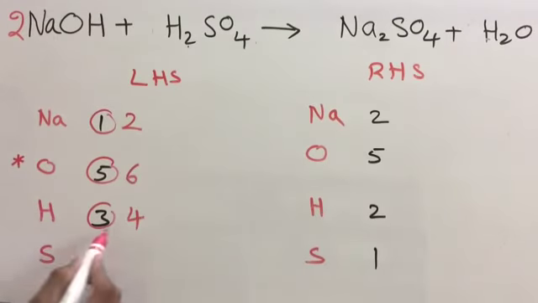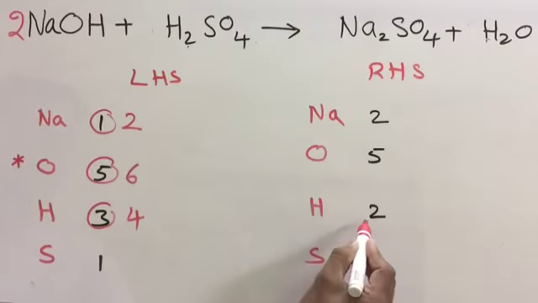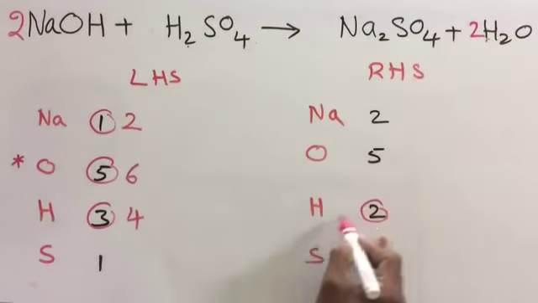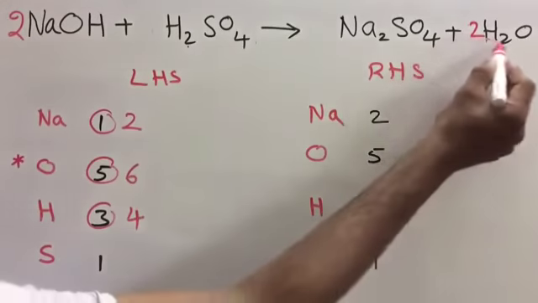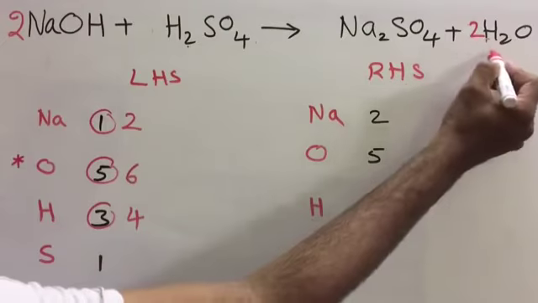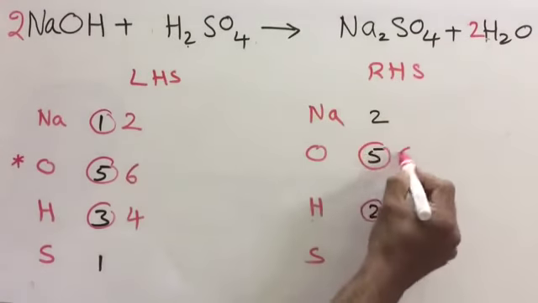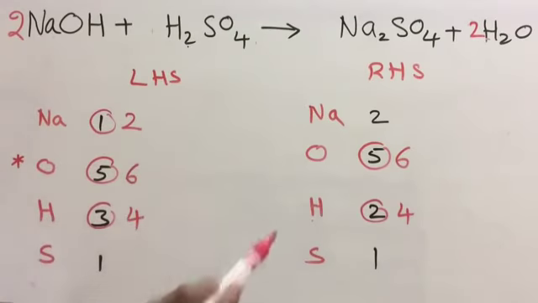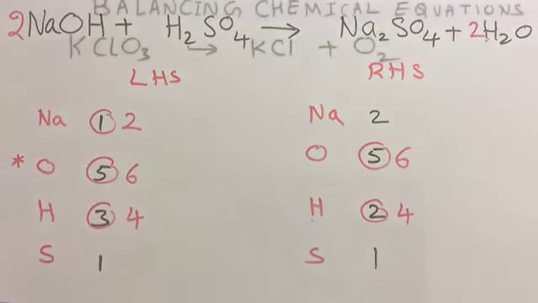Now check for hydrogen. Here we have 4 hydrogen, here we have 2 hydrogen. So we should get 2 more hydrogen. So if you write 2 here, then the number of hydrogen will become 4. 2 and 2, 2 2s are 4. But the number of oxygen will also change. So here 2 oxygen and here 4 oxygen. That means 6 oxygen. Now you can check 2, 6, 4, 1 and 2, 6, 4, 1. Thus the equation is balanced.